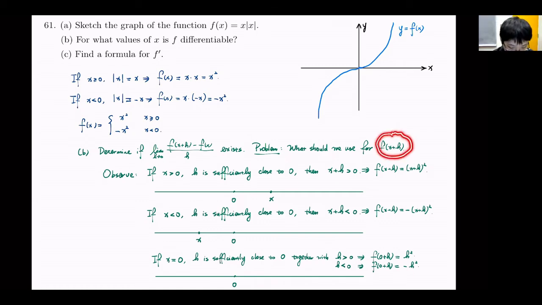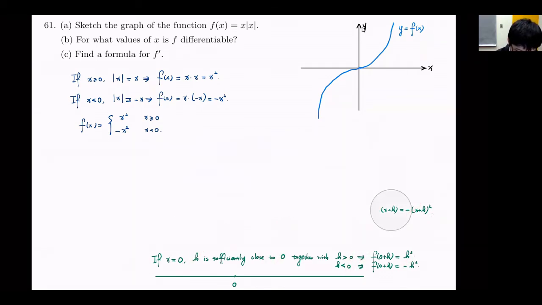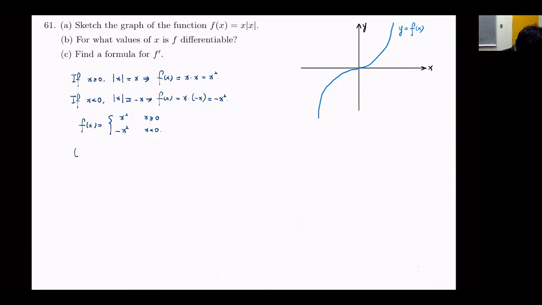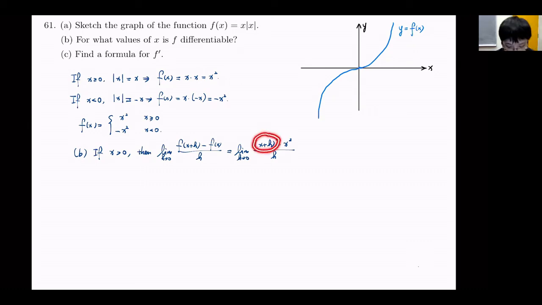In the test, this analysis is not necessary. You do not need to write down the details over here, so I will show you what to write. For part B, if x is strictly greater than 0, then consider the limit as h approaches 0 of f of x plus h minus f of x over h. You can directly say that f of x plus h equals x plus h squared. You do not need to provide justification for this step. You should be clear about the conceptual points we mentioned before, but in practice you can simply write f of x plus h equals x plus h squared without any justification.